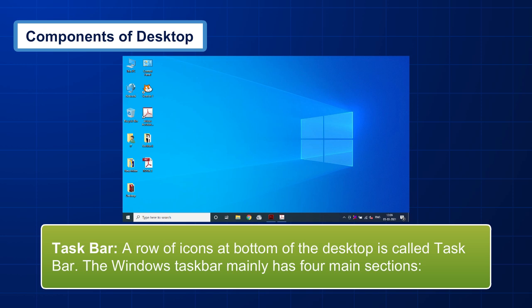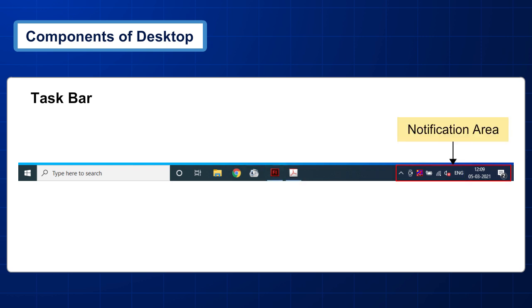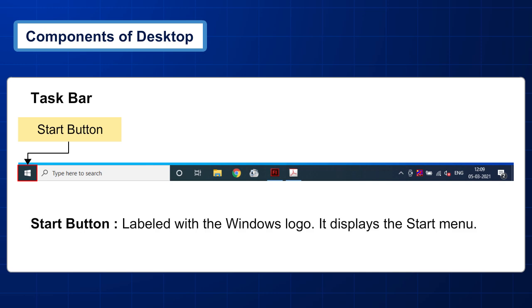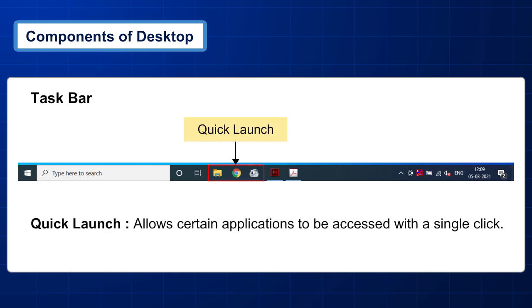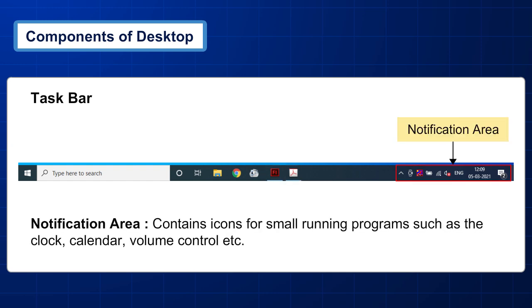Taskbar. A row of icons at the bottom of the desktop is called the taskbar. The Windows taskbar mainly has these sections: Start button, Quick Launch, Running programs, Clock, Notification area. Start button, labeled with the Windows logo. It displays the Start menu. Quick Launch allows certain applications to be accessed with a single click. Running programs allows easy access to all running programs. Notification area contains icons for small running programs such as the clock, calendar, volume control, etc.